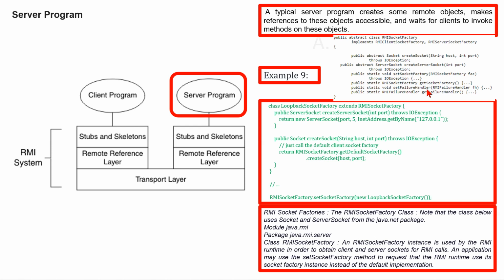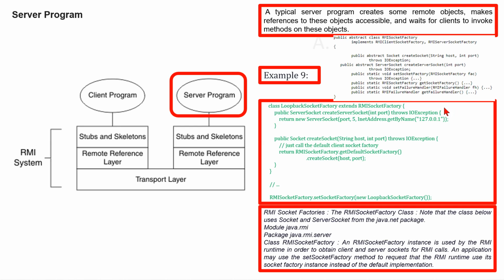The method get failure handler returns the current handler for socket creation failure, or null if the failure handler is not set.